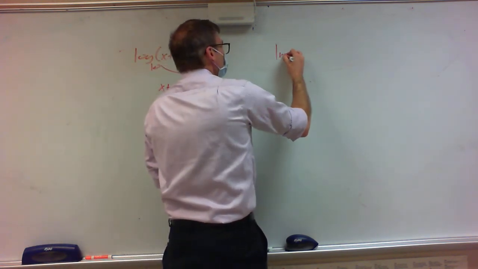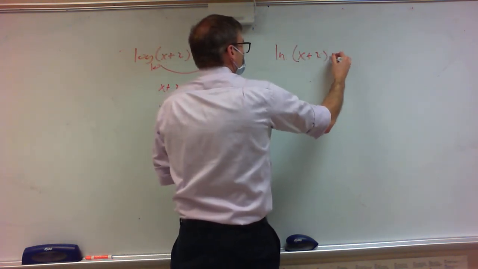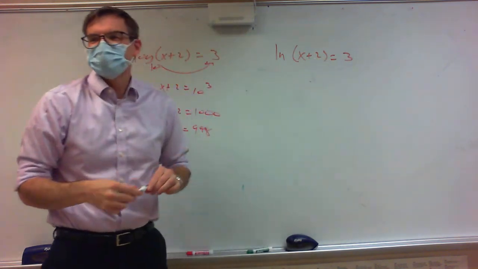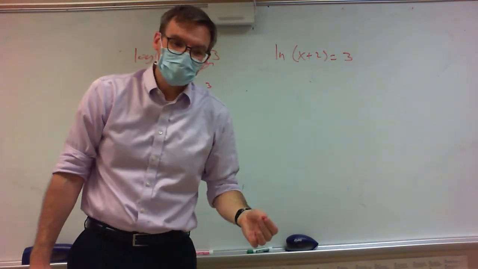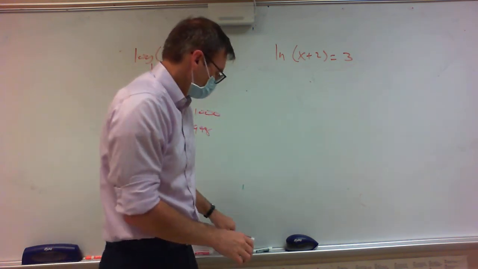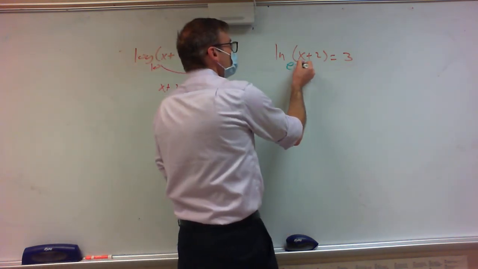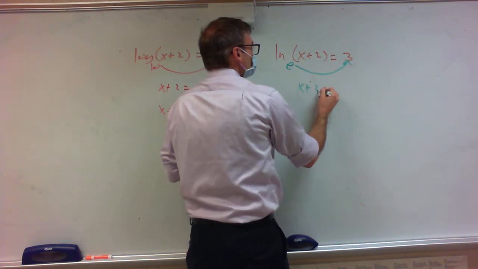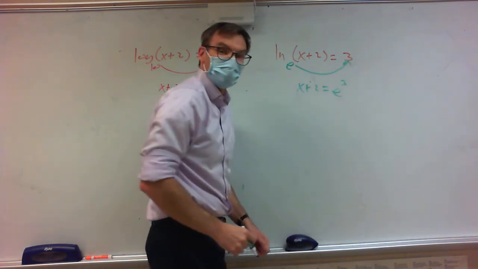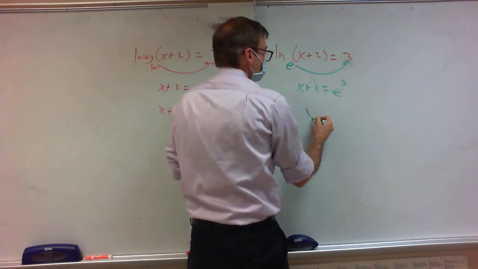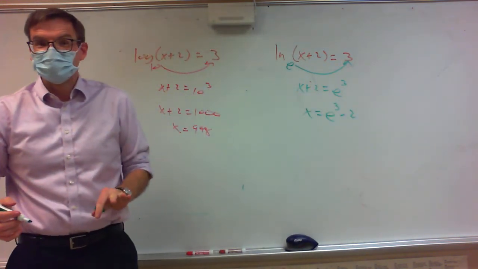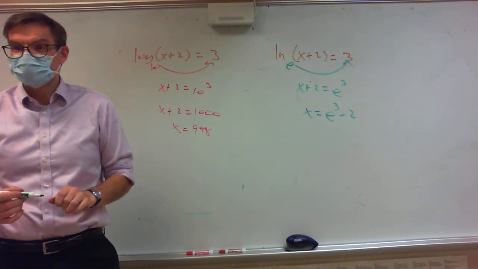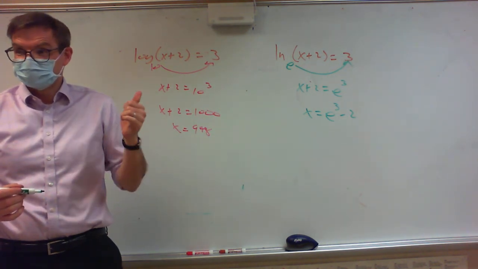Well, what if I gave you natural log of x plus 2 is equal to 3? How do you solve that? The exact same way. What's your base? e. And since your base is e, when I do swoop, I end up with x plus 2 is equal to e cubed, right? Subtract 2 from both sides, x is equal to e cubed minus 2. Everybody see how that works? Are we okay?